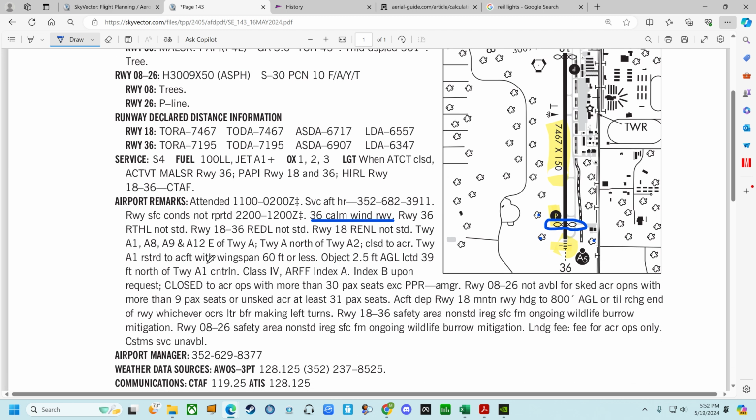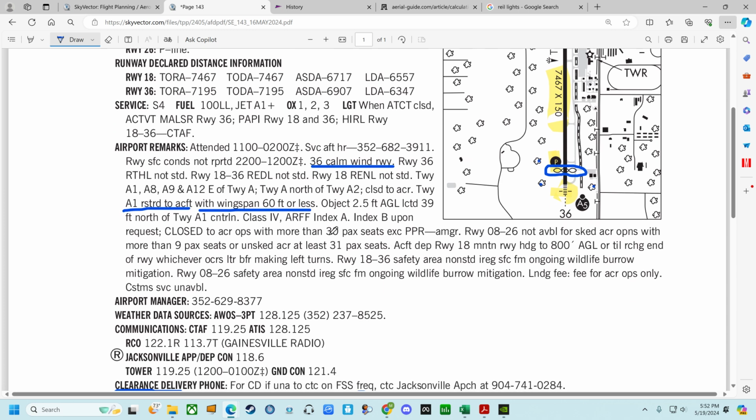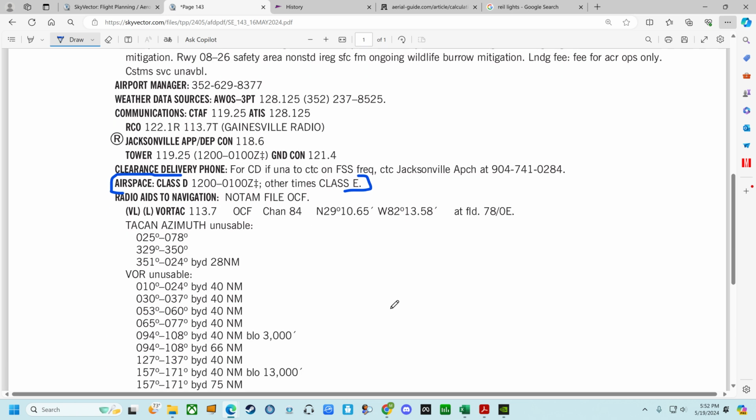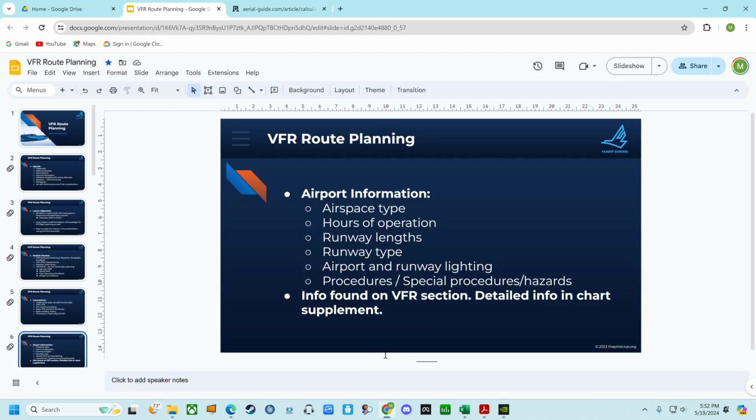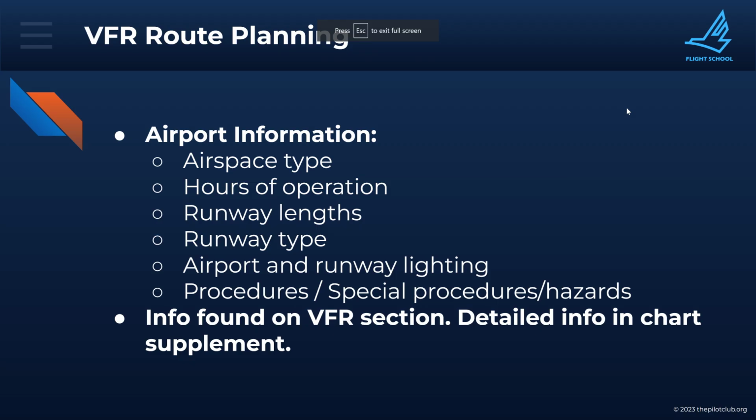There's some restrictions on aircraft's wingspans, right? So you have to be 60 feet or less on certain taxiways here. So Alpha 1 is restricted to aircraft with wingspans 60 feet or less. So again, these remarks are all pretty important. You'll have some leeway in the simulator, but again, if you were doing this a little bit more real life, all of this information you want to check in your flight planning before you actually decide on your airports. So here we spoke about airport information and what's important to look at on the chart.